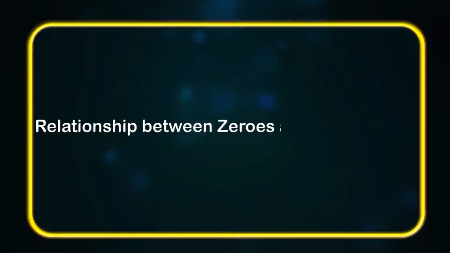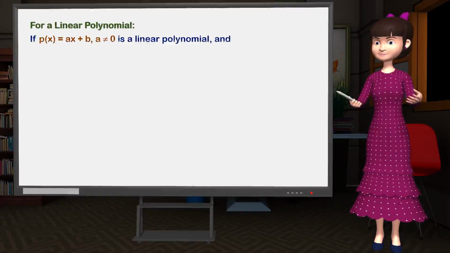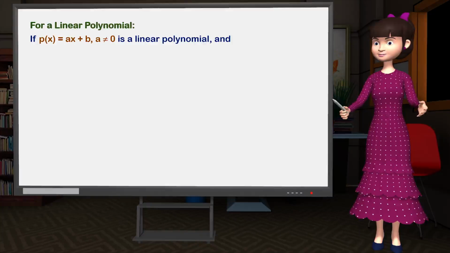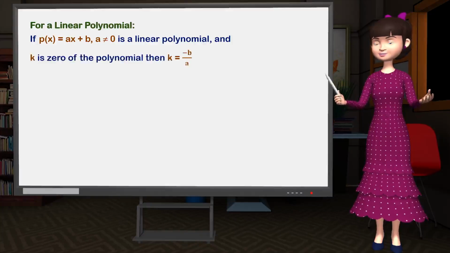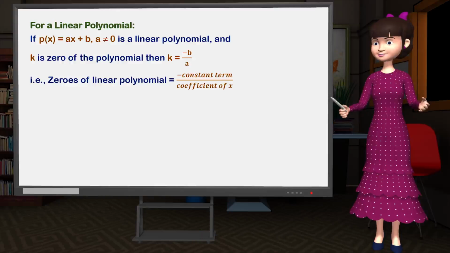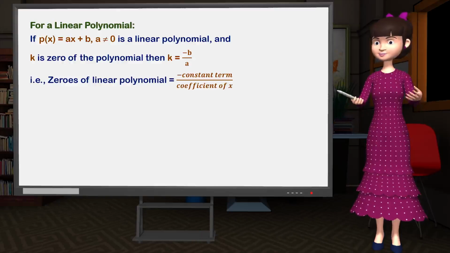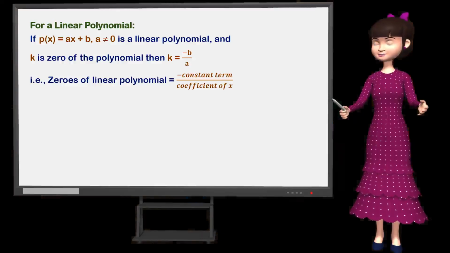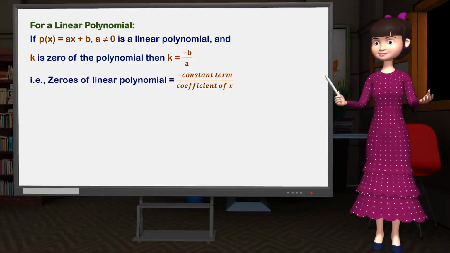Relationship between zeros and coefficients. For a linear polynomial, if p of x is equal to ax plus b, where a is not equal to 0, is a linear polynomial and k is a zero of the polynomial, then k is equal to minus b by a. That is, the zero of a linear polynomial is equal to minus constant term by coefficient of x.